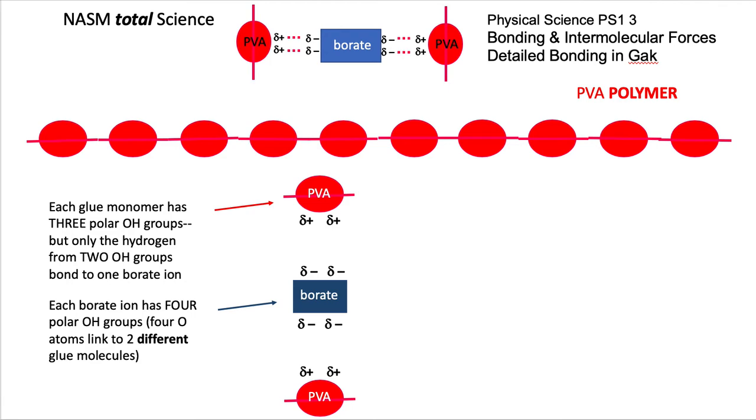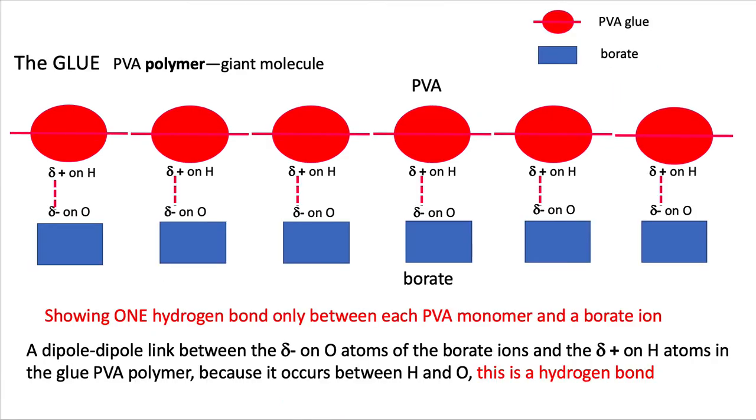So what we're going to show here is each glue monomer has 3 polar OH groups, but only 2 of them are going to take part in the hydrogen bonding with the borate, and it's going to be the hydrogens on the PVA of the OH and the oxygen on the borate ion of the OH that are going to link. And so you're going to have cross-linking with a polymer chain above, the borate, and below. I'm just showing this with only a single hydrogen bond between a borate ion and the PVA. So you've got a hydrogen bond here.